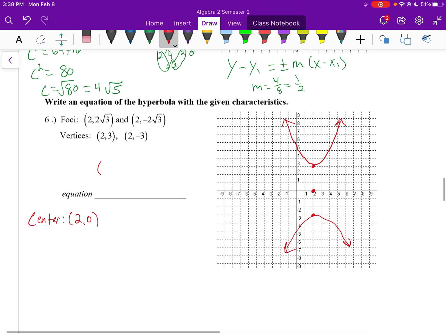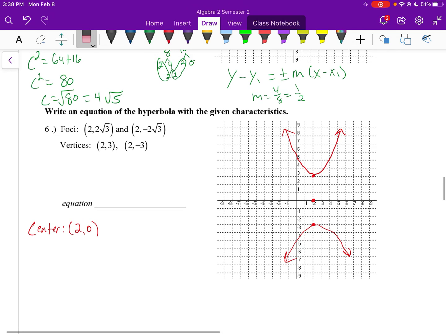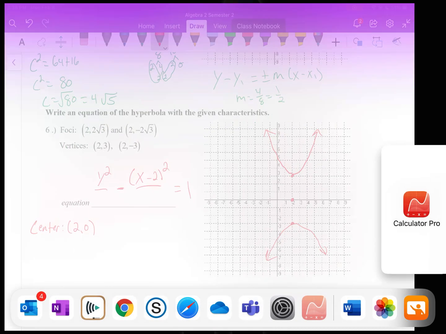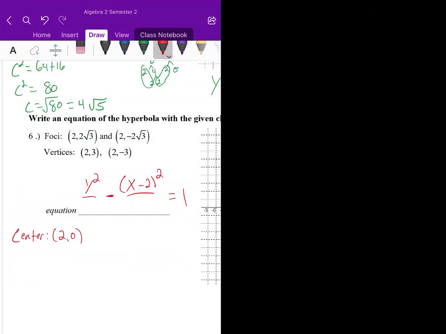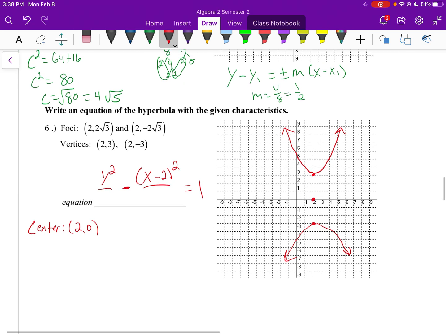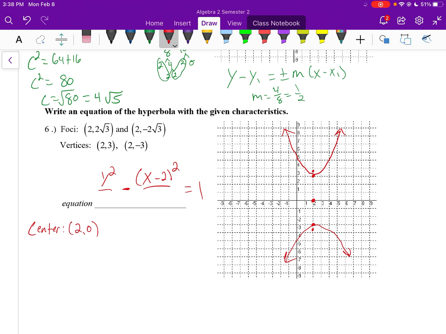So I can write half of my equation: y minus 0, which would be just y squared over something. The sign on a hyperbola is minus, times x minus 2 squared over something, and it should be set equal to 1. Now, from what I got, 2 root 3 is going to be about 3.4, 3.5. So we're going to go up and down from that center about 3.5. Now, that's just to help us plot those.